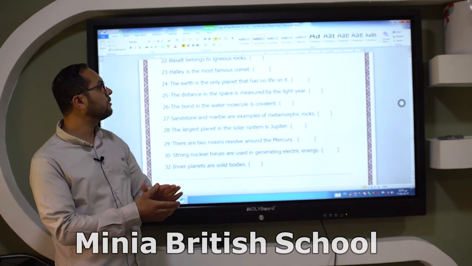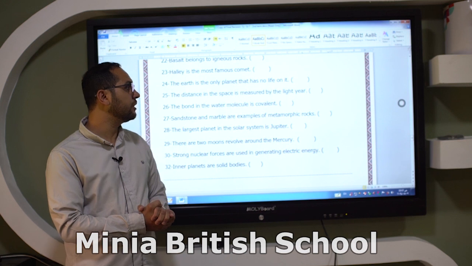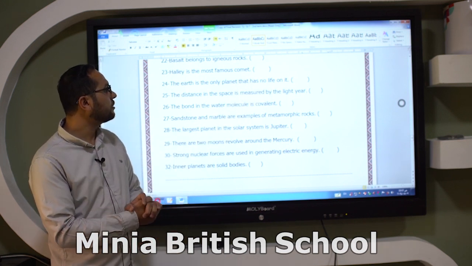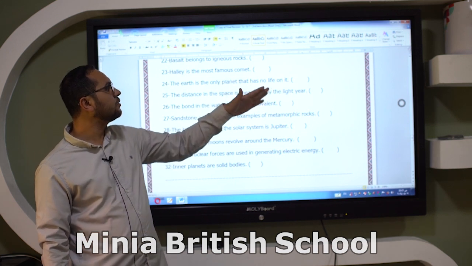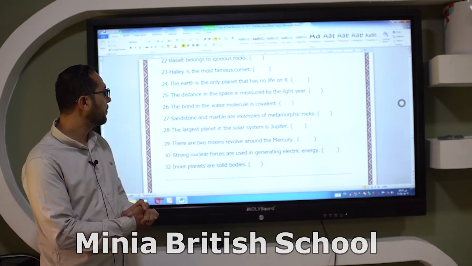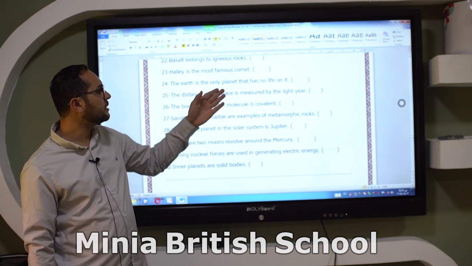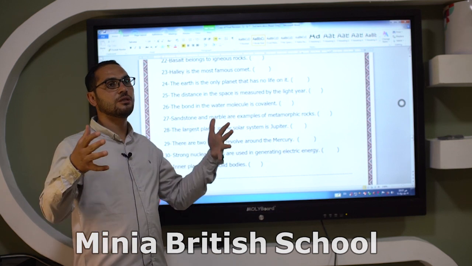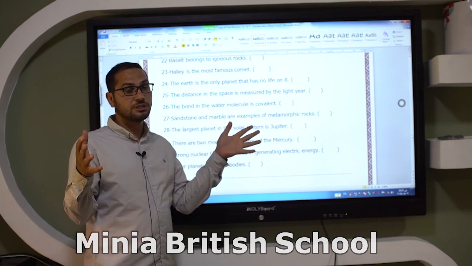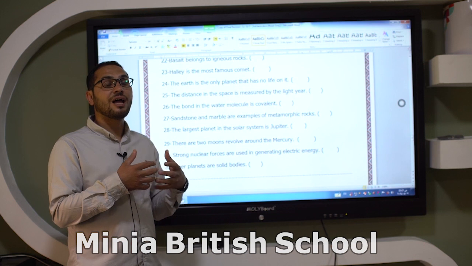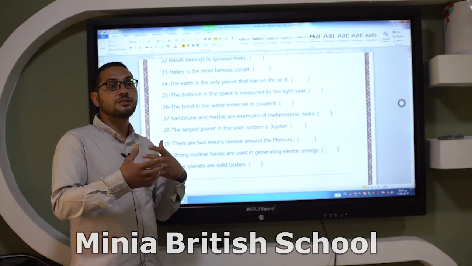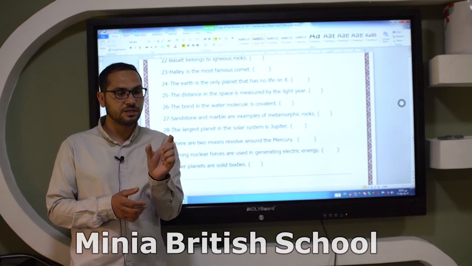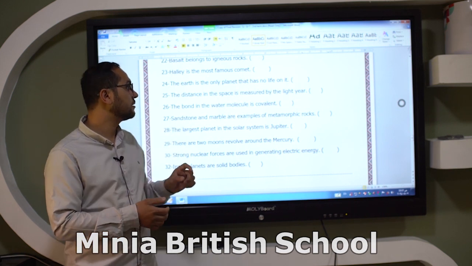The Earth is the only planet that has no life on it. This is not correct. The Earth is the only planet has no life. This is wrong. The distance in the space is measured by the light year. Yes, because the space has huge distance, so we can't measure the distance between stars by the kilometer, because the kilometer is very short distance.